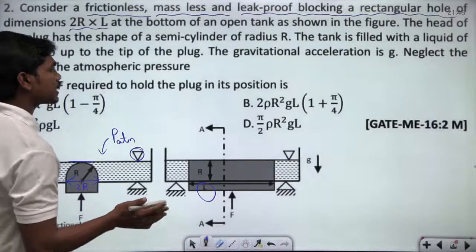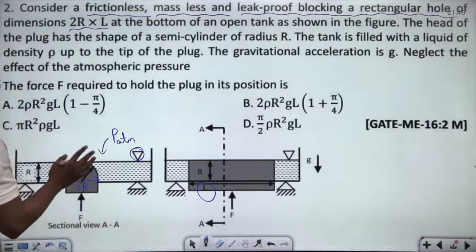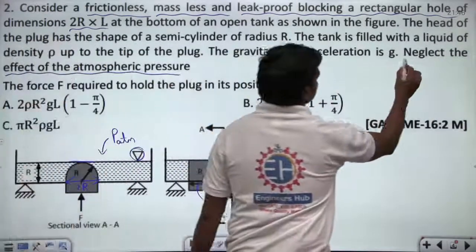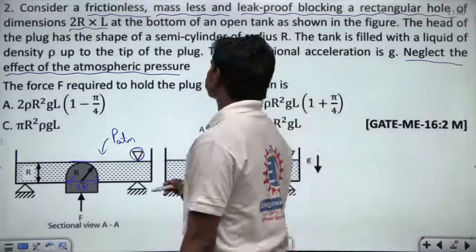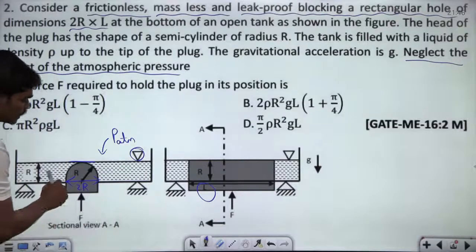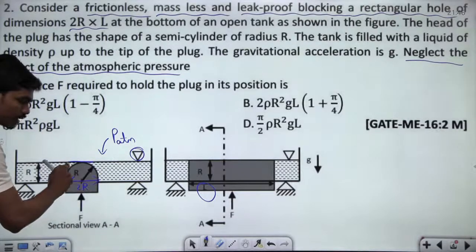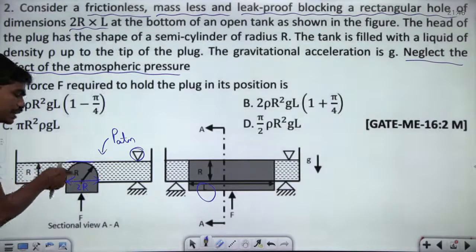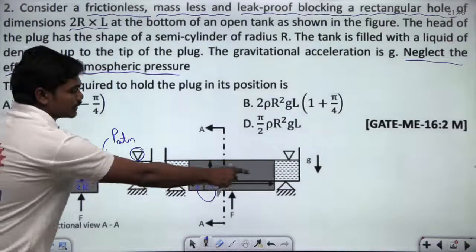The gravitational acceleration is g. Neglect the effect of the atmospheric pressure. This sentence has to be noted: neglect the effect of the atmospheric pressure. Fine. The force F required to hold the plug in its position is, whenever some fluid is surrounding this gate, definitely the net horizontal force is 0, but there will be some net pushing by this fluid on this gate, right? So this gate experiences a net downward force because of the surrounding fluid for this length L.